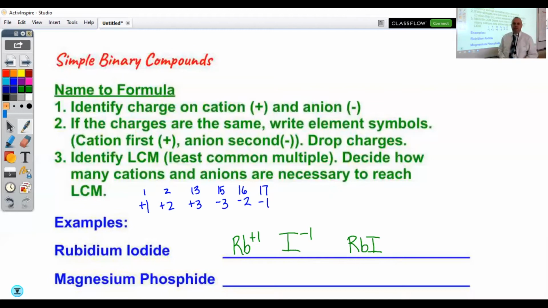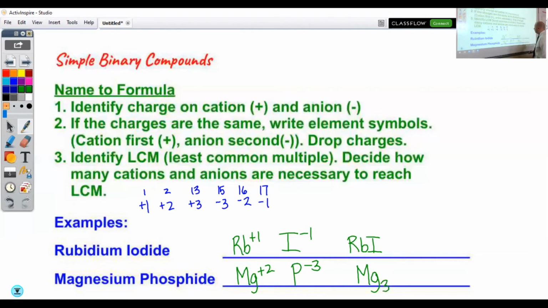Let's take a look at our second example. Here we have magnesium. On the periodic table, magnesium is in group 2, meaning it has a +2 charge. And we have phosphide. Phosphide is in group 15 on the periodic table, meaning we have a -3 charge. In this case, we need to find the least common multiple. Well, in this case, with +2 and -3, the least common multiple is going to be 6. So ask yourself, how many magnesiums do I need in order to get to 6? Well, if they're +2 each, I'll need 3 copies of magnesium.